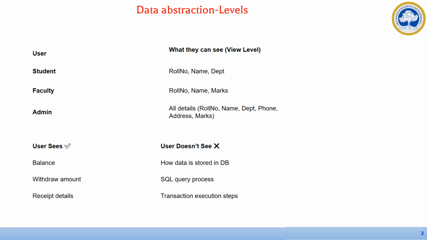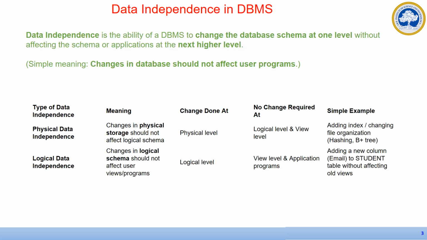One more example is users. What can they see at the view level? Student sees roll number, name, department. Faculty can see only roll number, name, marks. Admin can see all the details. But a bank user sees only the balance, withdraw amount, receipt detail, not how data is stored in the database. So this is the example for abstraction.